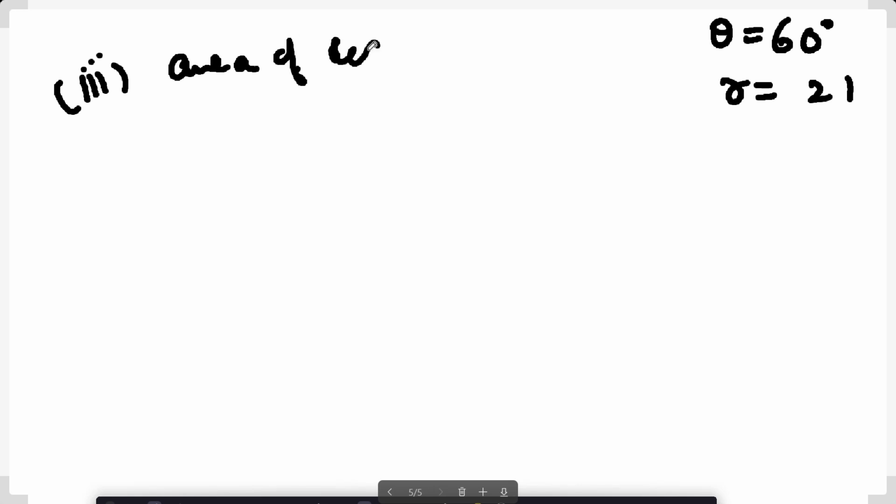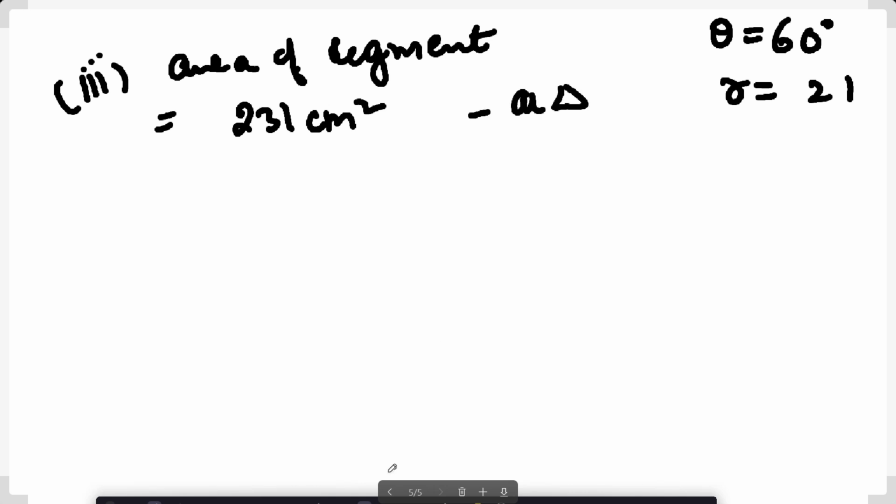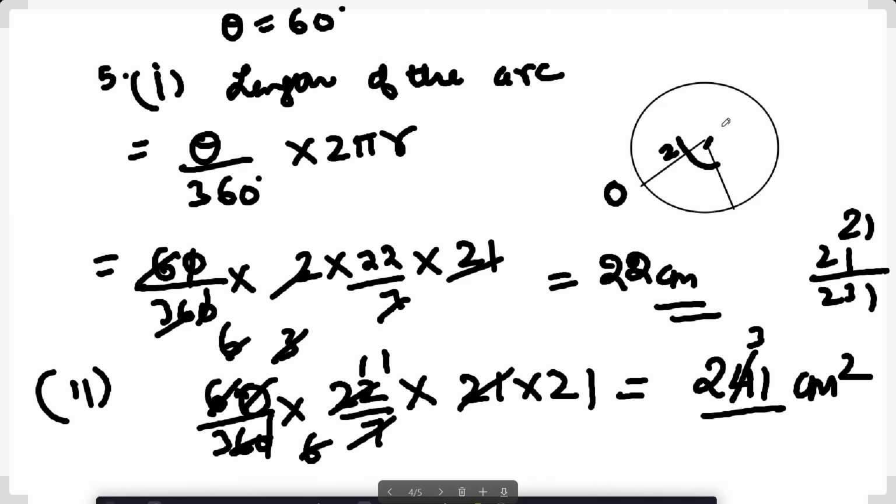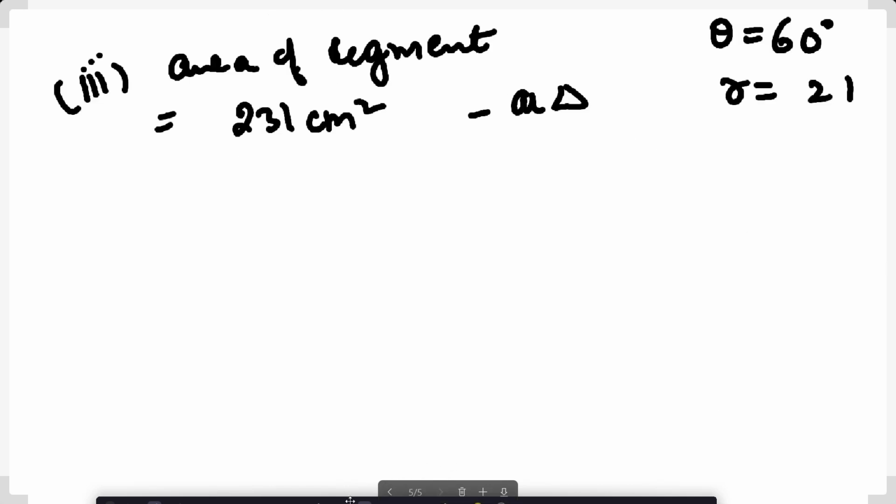Okay, next part. I am not drawing the figure again. Theta is 60, r is 21. Area of segment, right? Formed by the corresponding chord. It's equal to area of the sector, which we just found out was 231 centimeter, minus area of that triangle. Which triangle? This triangle, OAB.